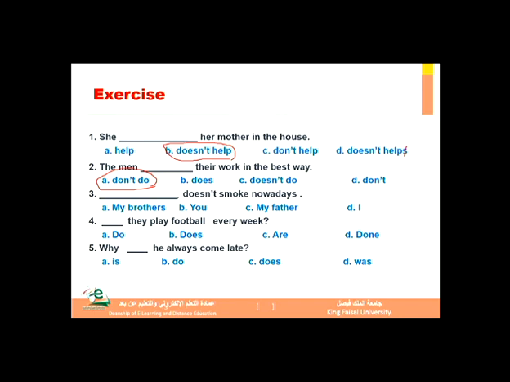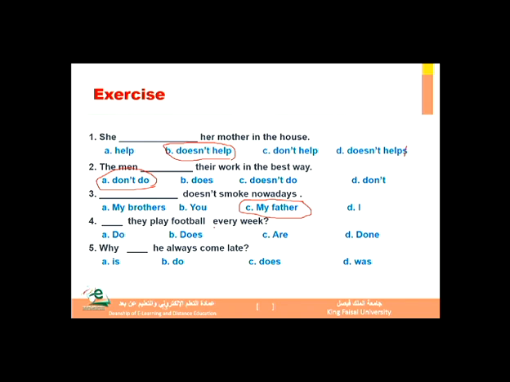Number three. Blank doesn't smoke nowadays. My brothers ولا you ولا my father ولا I. طبعا الجملة الصحيحة هي my father. My father doesn't smoke nowadays. ما نقدر نقول my brothers لأن my brothers جمع ومع الجمع لا نستخدم doesn't نستخدم don't. ولم تكن الإجابة you لأن كذلك مع you أداة النفي هي don't. ولم نستخدم I لأن كذلك أداة النفي مع الـ I هي don't. فالإجابة الصحيحة هي my father لأنه مفرد, لذلك استعنا بـ doesn't.